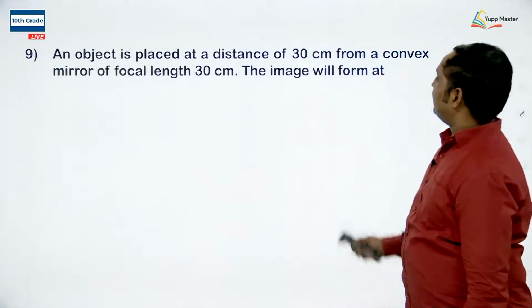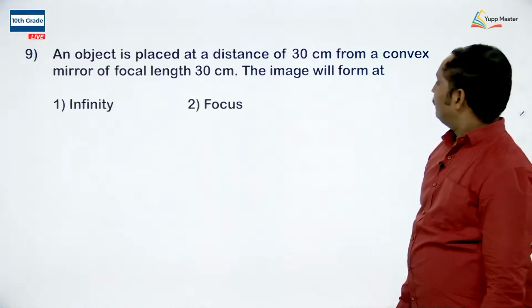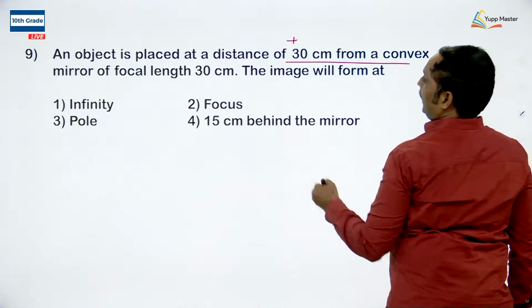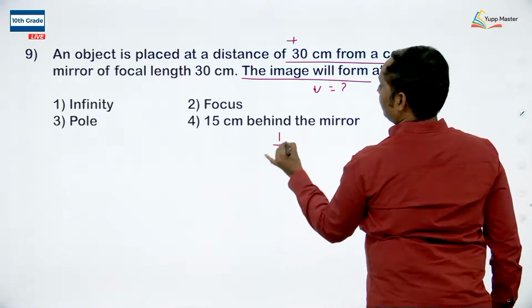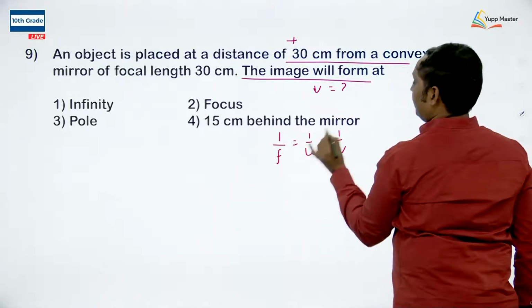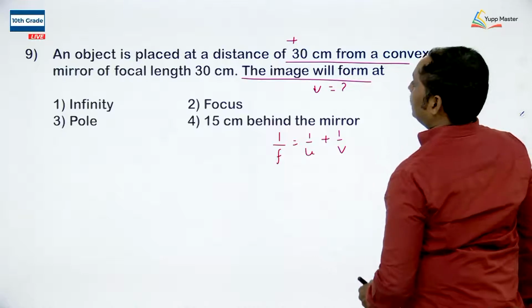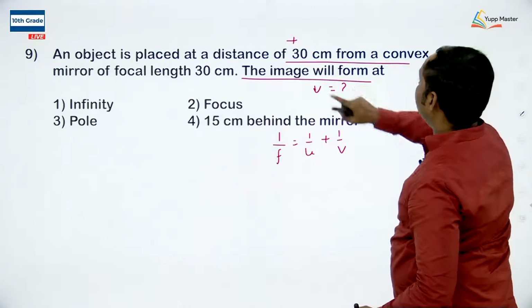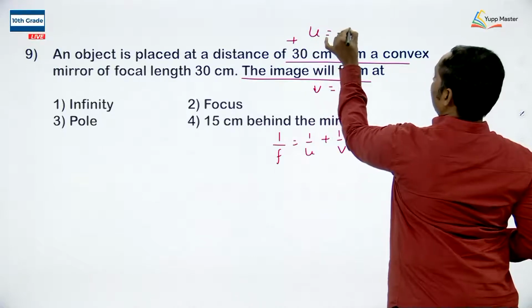Right. Let us go for another one. An object is placed at a distance of 30 centimeter from a convex mirror of focal length 30 centimeters. So, where will the image form? For a convex mirror, f is going to be positive and you have to find v is equal to question mark. Simply 1 by f is equal to 1 by u plus 1 by v. The object distance is given, that is 30 centimeters in front, so u is going to be minus 30.